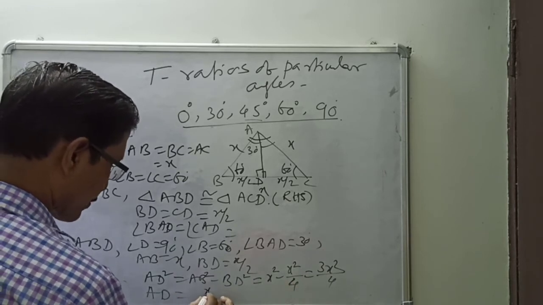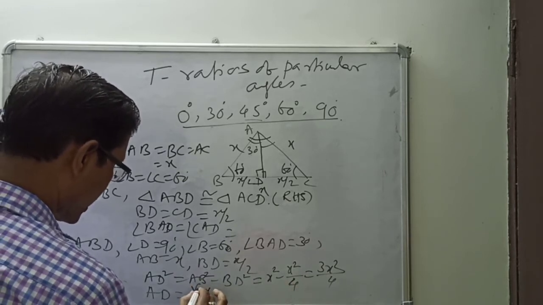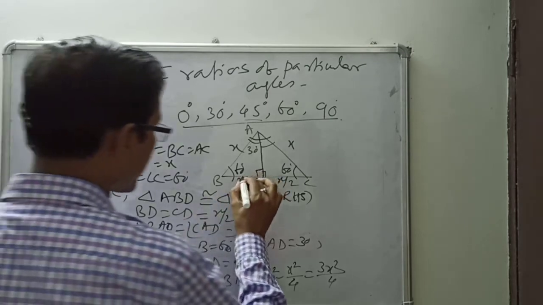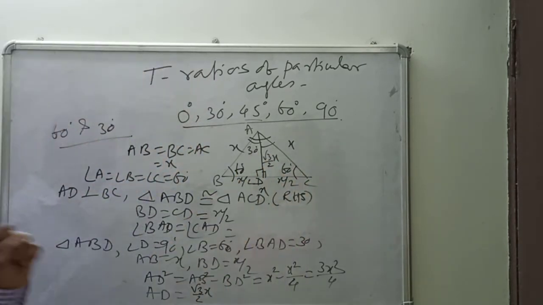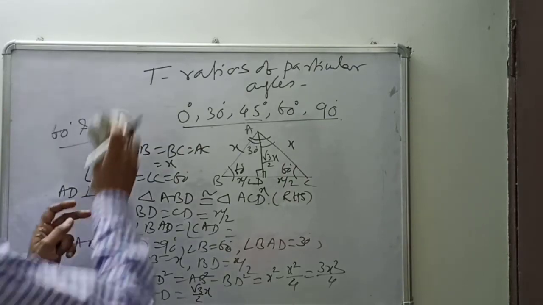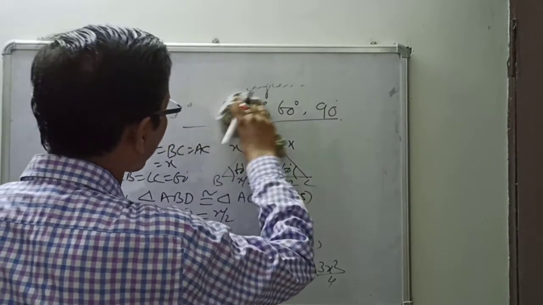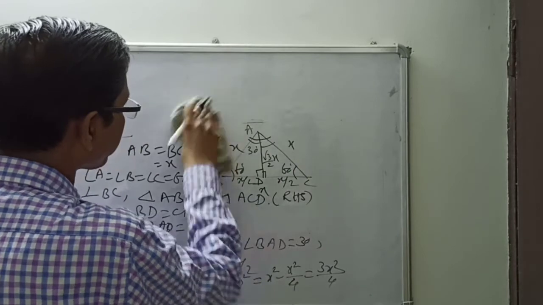So for x square, x will come, for 4, 2 will come, root is only for the 3. It is x by 2x and it is coming root 3 by 2x. Now from there you can get all the trigonometric ratios.